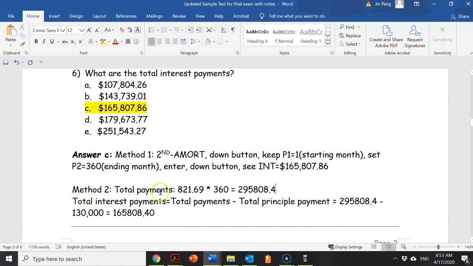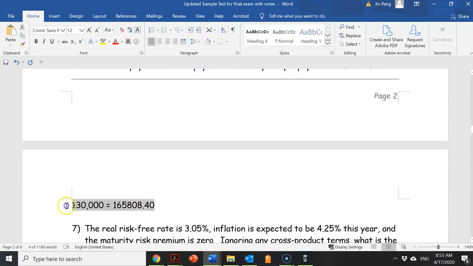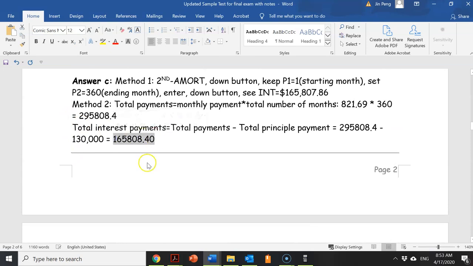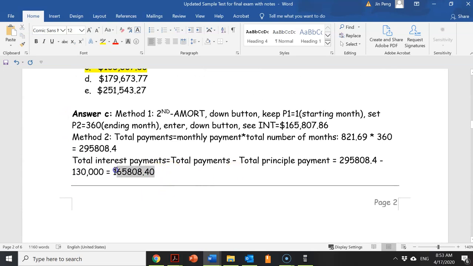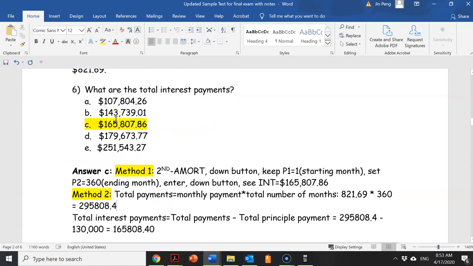Another method is to use the monthly payment multiplied by the total number of months. So it becomes 821 multiplied by 360. So you have the total payments, and you subtract the total principal payments, 130,000. So you would have the total interest payments. So we have method 1 and method 2, and they will bring you option C.